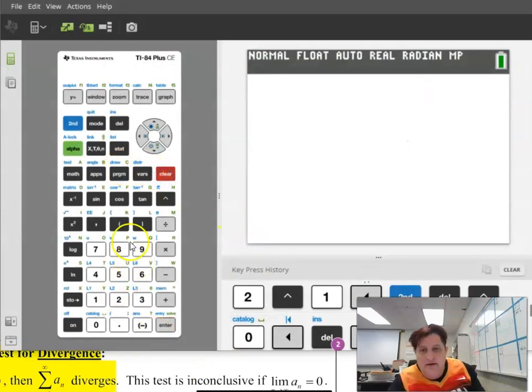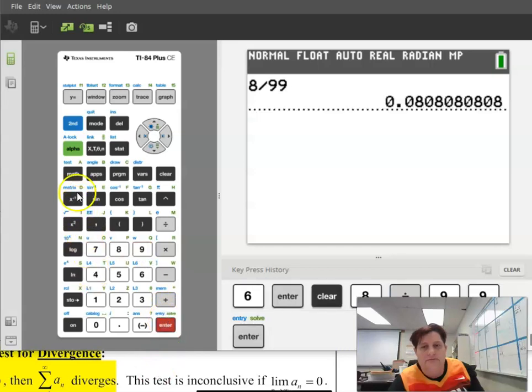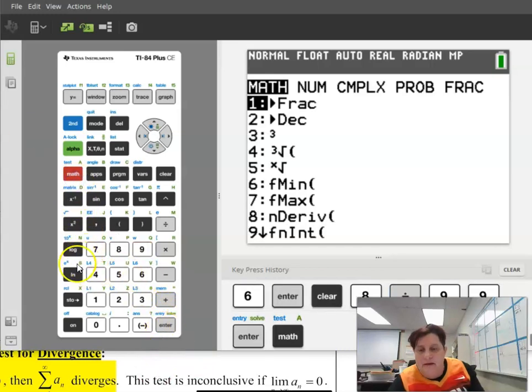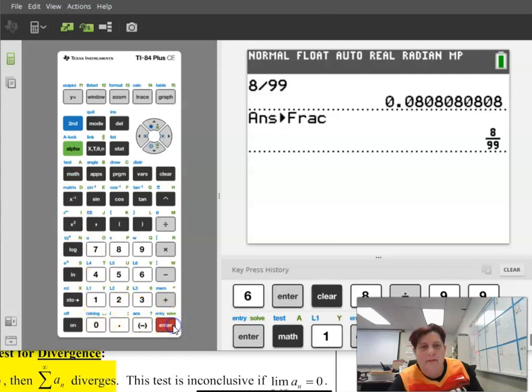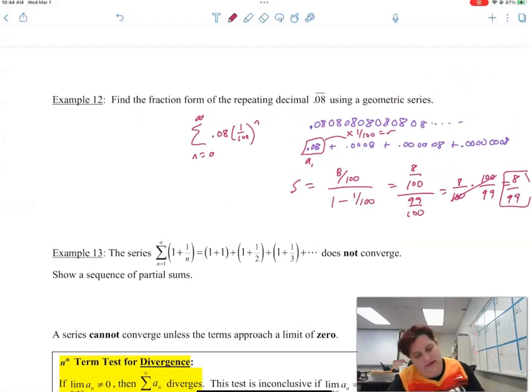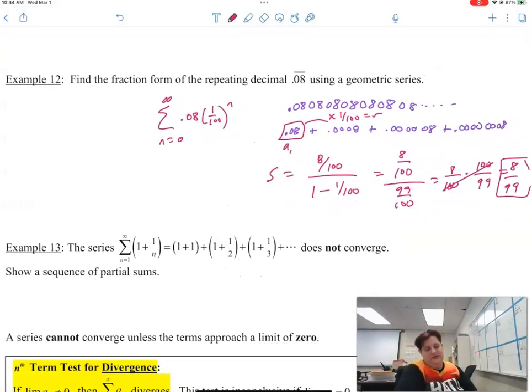All right, and we can see that on our calculator. If we just do 8/99, we get that as a repeating decimal. And let's see if it'll actually put it as a fraction for me. Okay, cool. All right, so that's how we can do repeating decimals as geometric series.